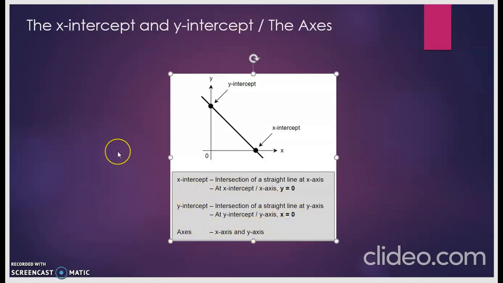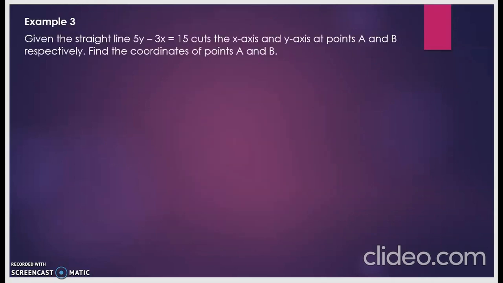Let's look at one example. Example 3: given the straight line 5y minus 3x is equal to 15, cut the x-axis and y-axis at points A and B respectively. Respectively means that at the x-axis will be the point A, and the y-axis will be the point B. So find the coordinates of points A and B.